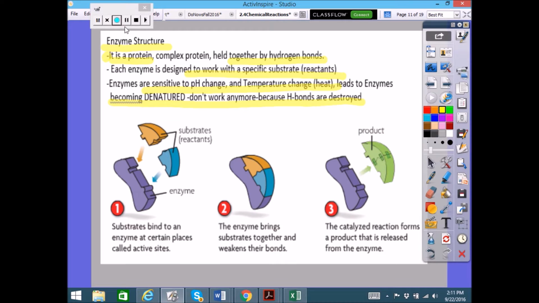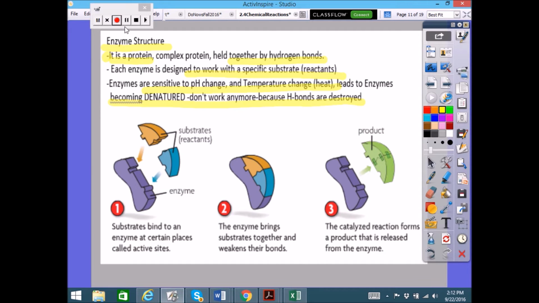So step 1, substrate binds to an enzyme at certain places called an active site. So where they attach is called an active site. Steps 2 and 3: the enzyme brings the substrates together and weakens their bonds. So in the reaction we just did today, the yeast grabs onto hydrogen peroxide, attacks it, and then helps hydrogen peroxide break into 2. Helps it break, helps it break, helps it break. So enzymes can help things break down or form. It depends what you're working with. Substrate is another name for reactants.